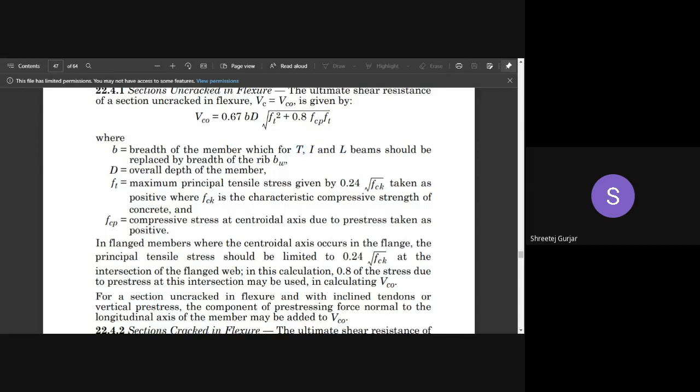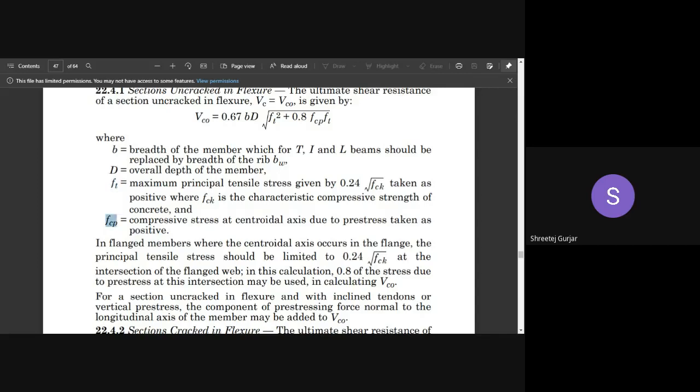Next, what is D? D denotes the overall depth of the member. Now, FT, what is FT over here? FT is the maximum principal tensile stress given by 0.24 root FCK. It will usually be given, or we can calculate it by this formula, 0.24 square root of FCK. What is FCK? It is the characteristic compressive strength of concrete, nothing but the cube strength of your concrete. So FCK we know, we can substitute directly here and calculate FT.